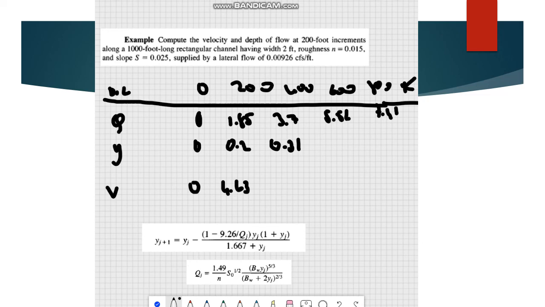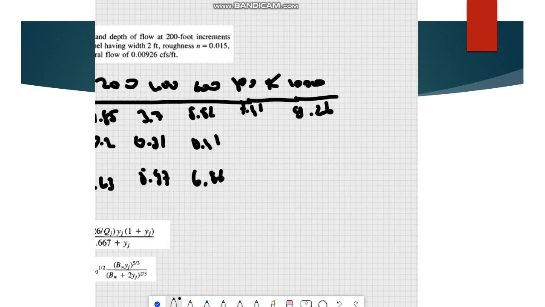0.31 for 400, then 5.97 for the corresponding velocity, then 0.41 for 600 distance from the end, so the velocity is 6.86. Then 0.49 after 800, which corresponds to 7.56 feet per second velocity, and at 1000 distance the depth of water is 0.58 and its velocity is 8.02 feet per second.